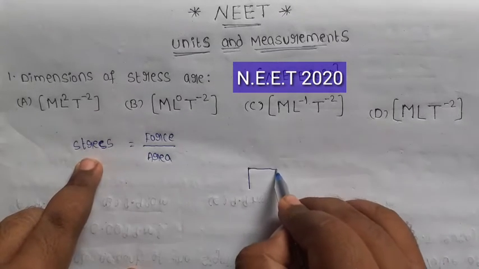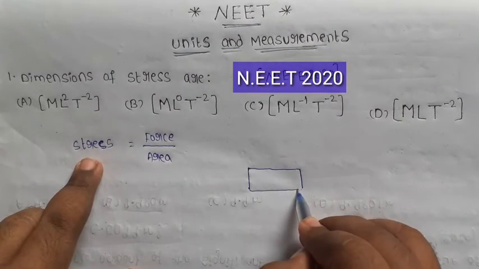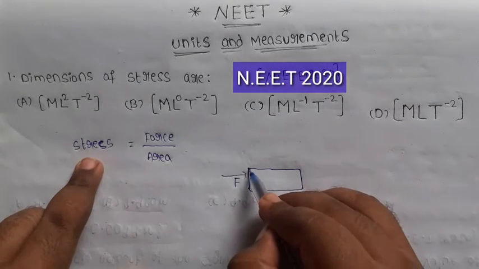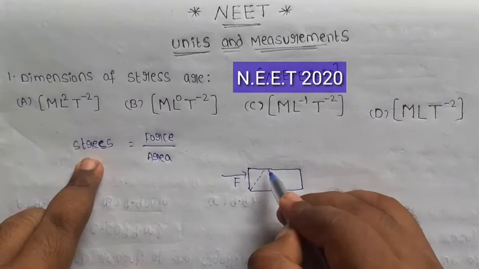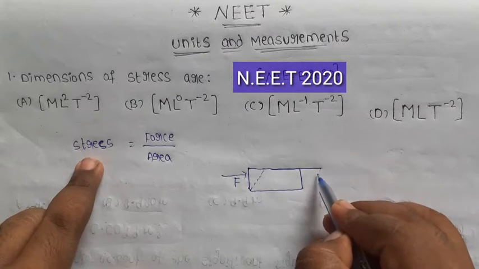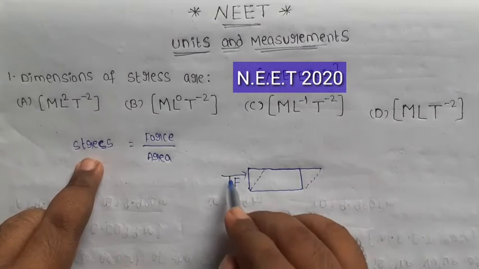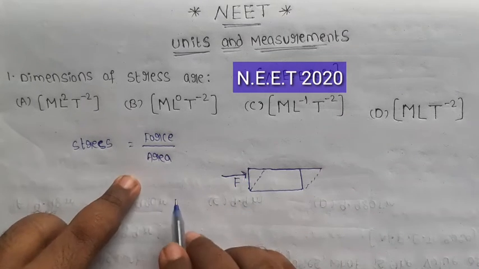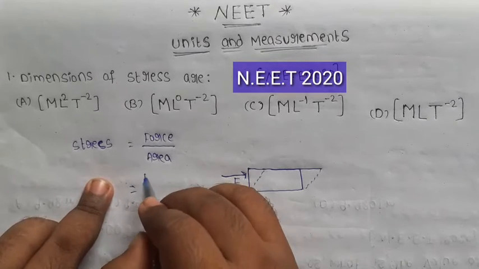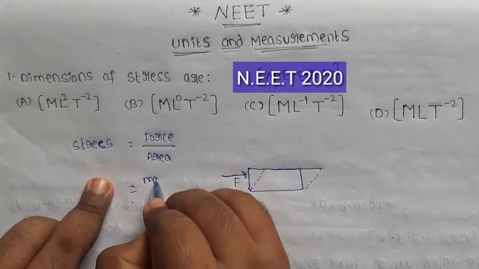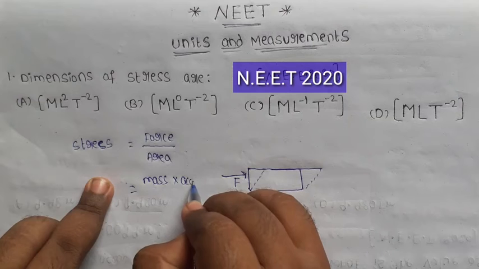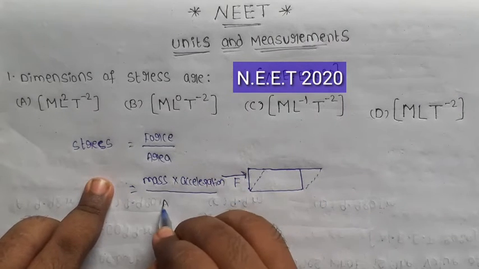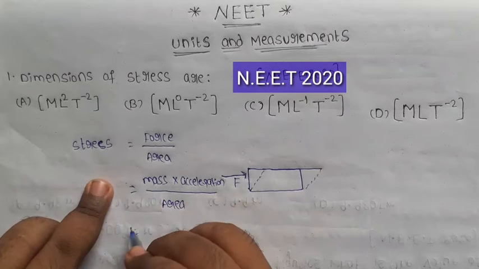Suppose this is an object, and I am applying force along this direction. What happened? It will move in this direction. So we are applying the force on the object along the area. What is the formula for force? We can write mass into acceleration, mass into acceleration by area. What is the unit of the mass?